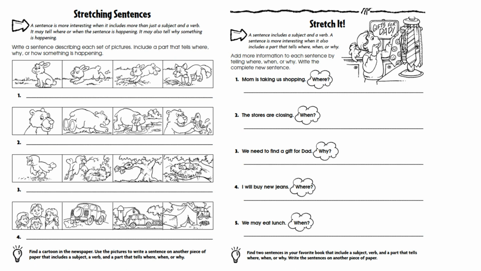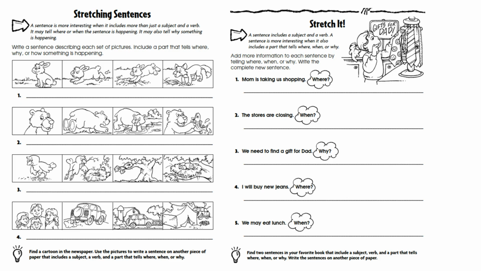Great job! Now we are going to use those 5 W's to stretch our sentences. A basic sentence usually just includes a subject and a verb. But a sentence is much more interesting when it also tells where, when, or why. Let's look at the stretch it activity.